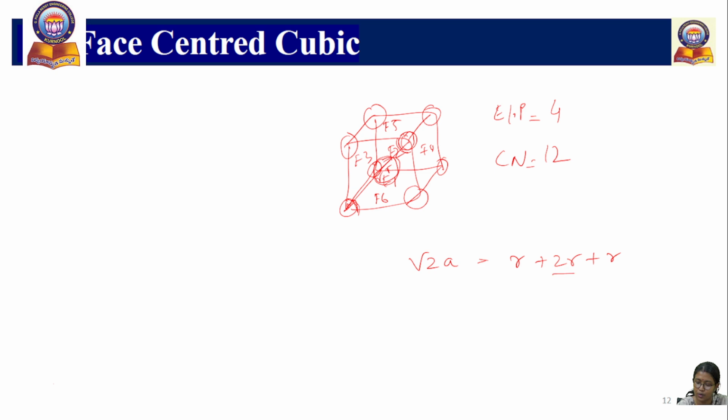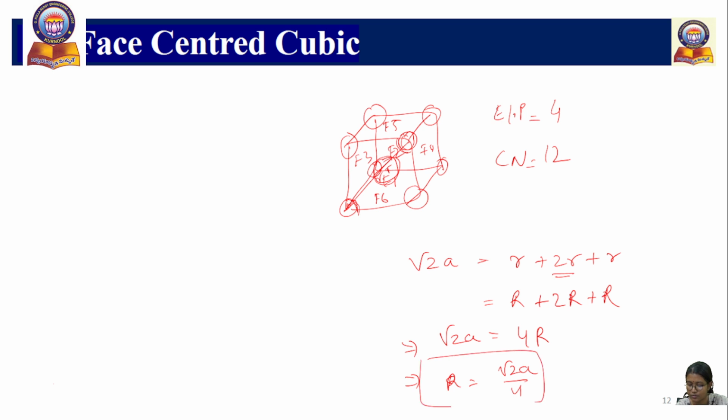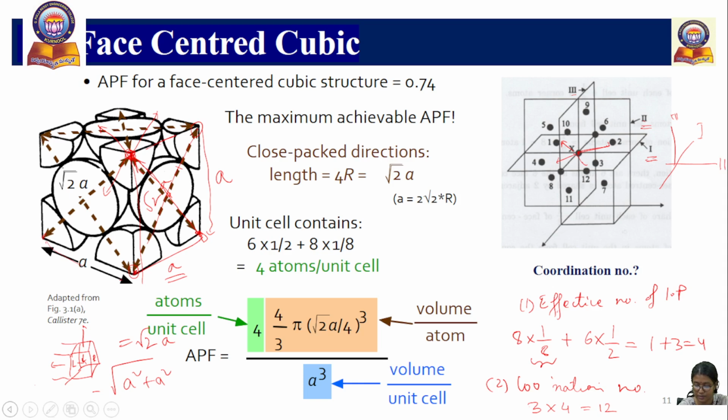Full means 2r. r is the radius. Sometimes we write capital R also, no problem. We have to be consistent with whatever we choose, okay? So we are getting 4r equals root 2a. So from here, r equals root 2a by 4. This formula is important to find atomic packing fraction, okay?